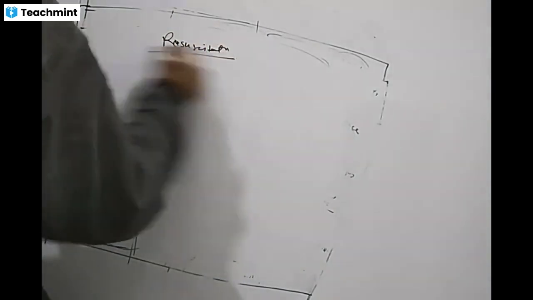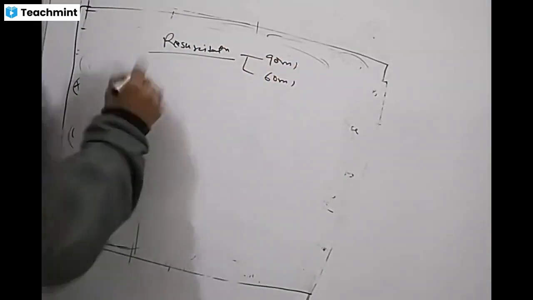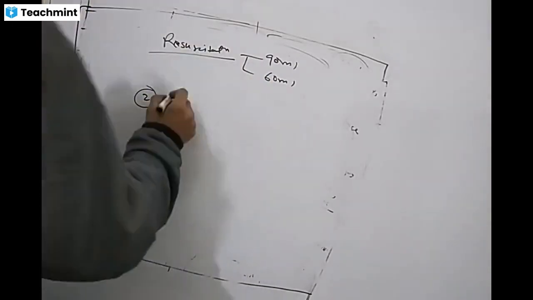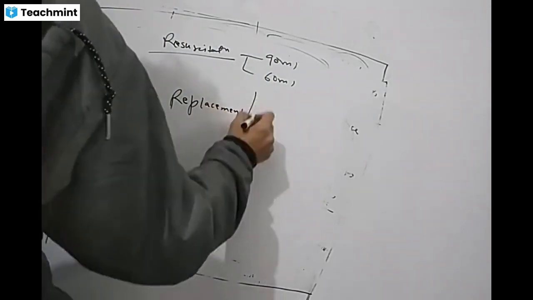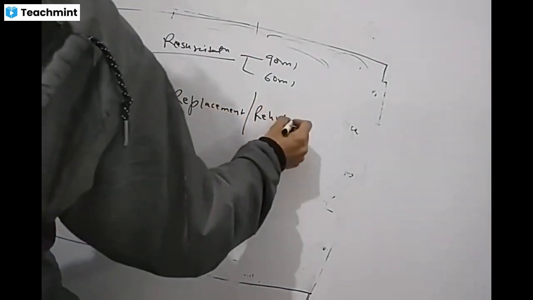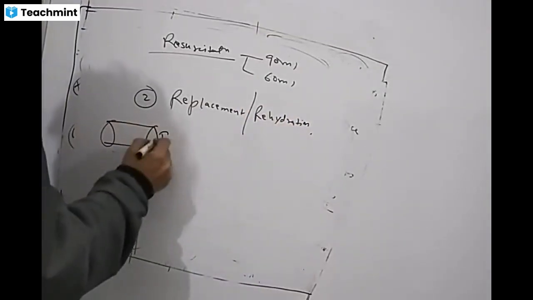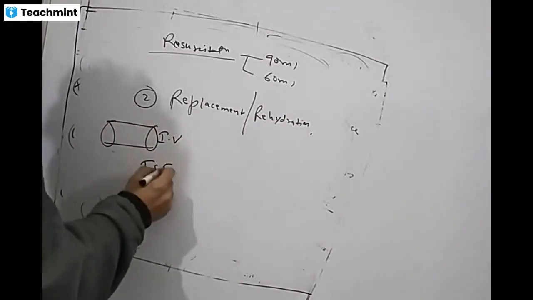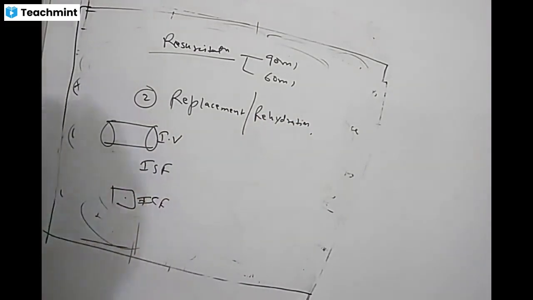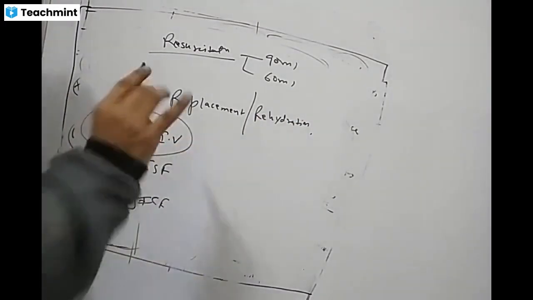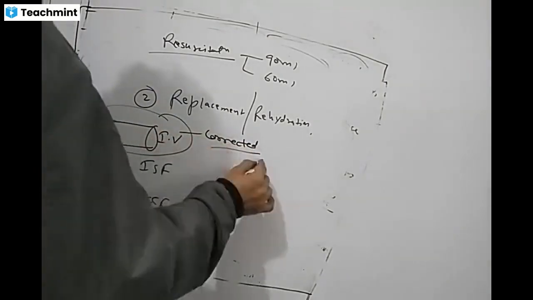After resuscitation with your 90 ml or your 60 ml, the second component of fluid therapy is the replacement, also called rehydration. See, there are three compartments: intravascular, ISF, and your intracellular fluid. In replacement, the deficit of these compartments is corrected.